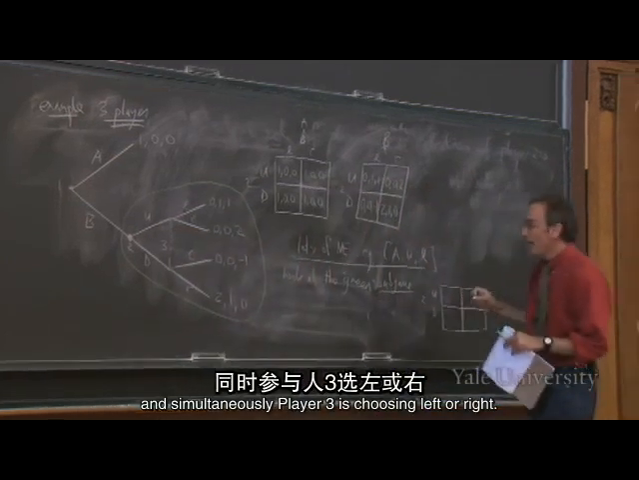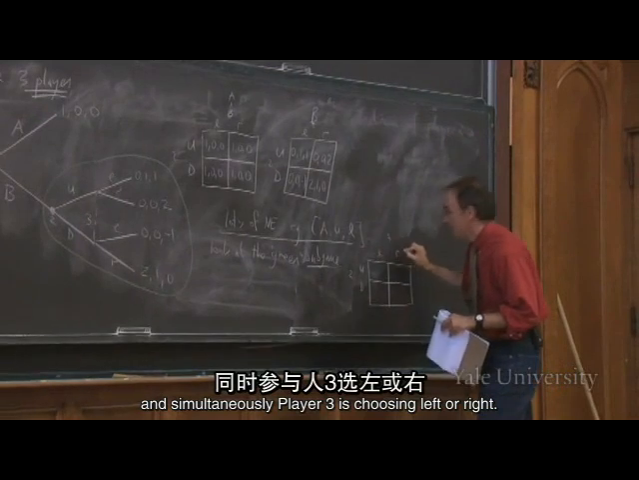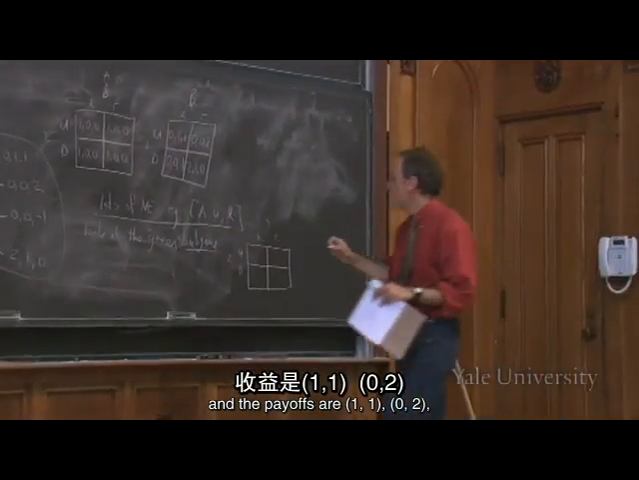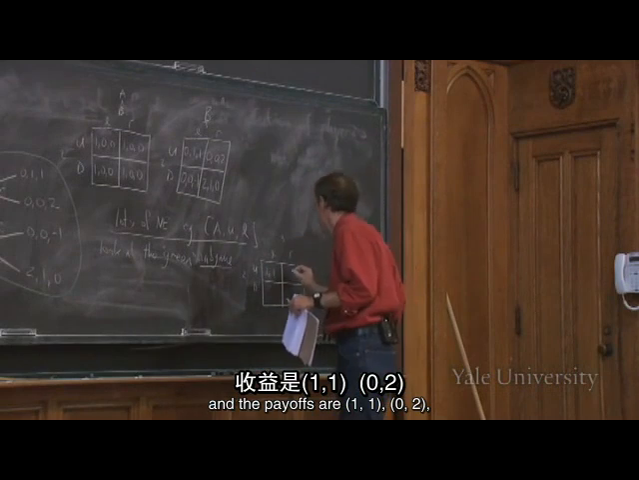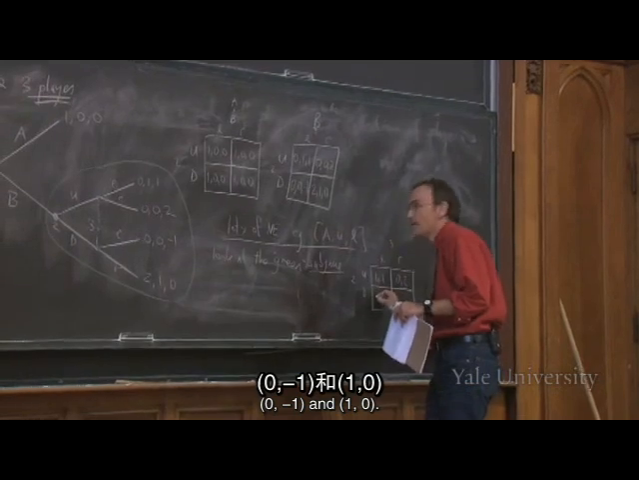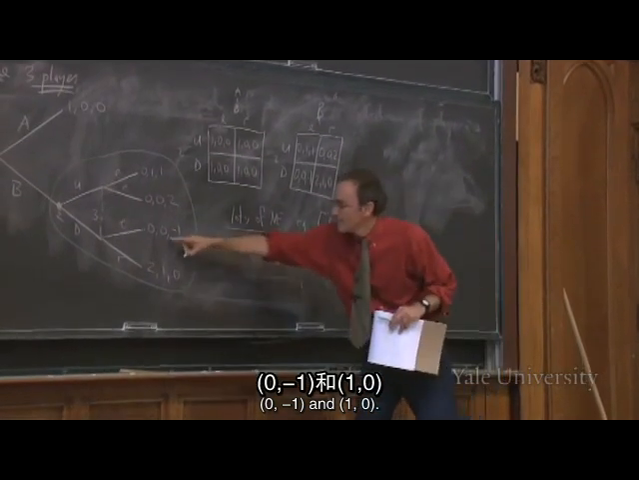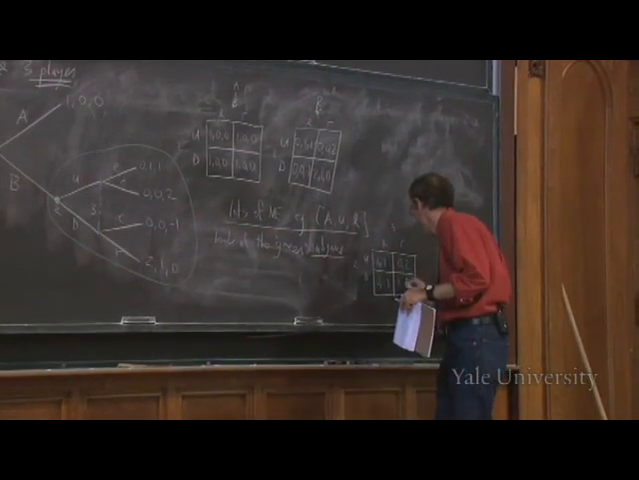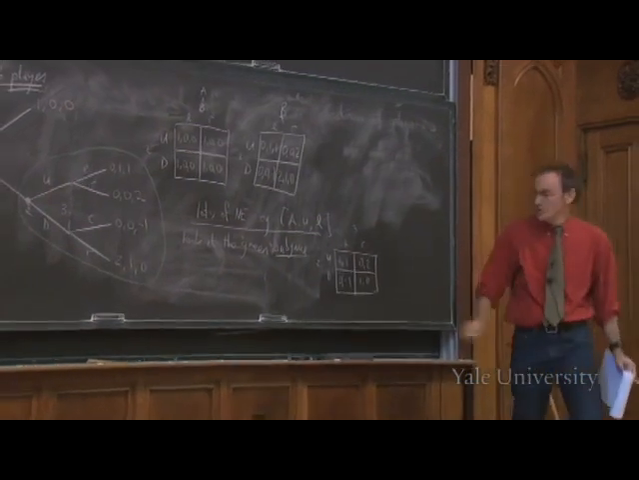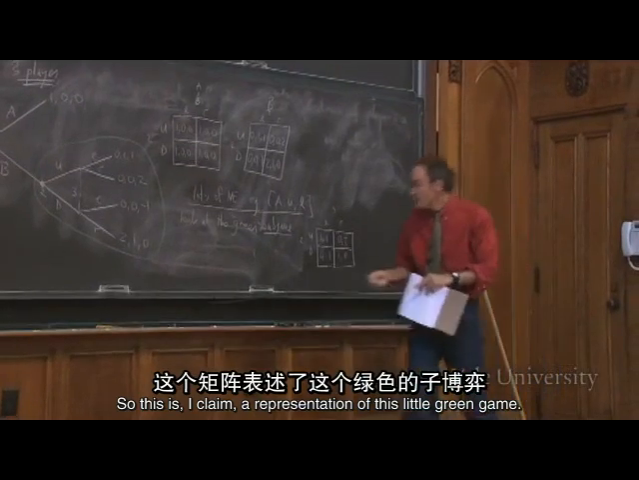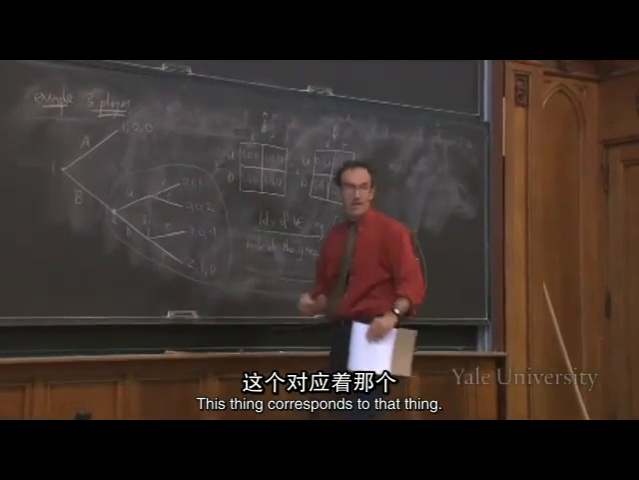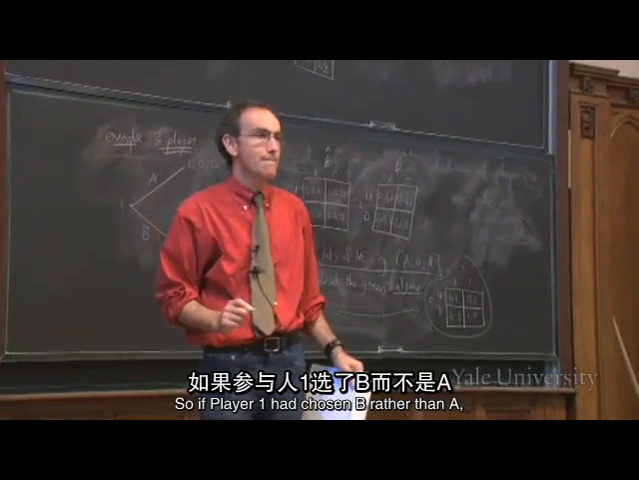And simultaneously, player 3 is choosing left or right. Here it is, left or right, at this information set. And the payoffs are 1, 1, 0, 2, 0, minus 1, and 1, 0. All right. So this is, I claim, a representation of this little green game. Perhaps we should put this in green as well. All right, this thing corresponds to that thing. All right, everyone okay with that?